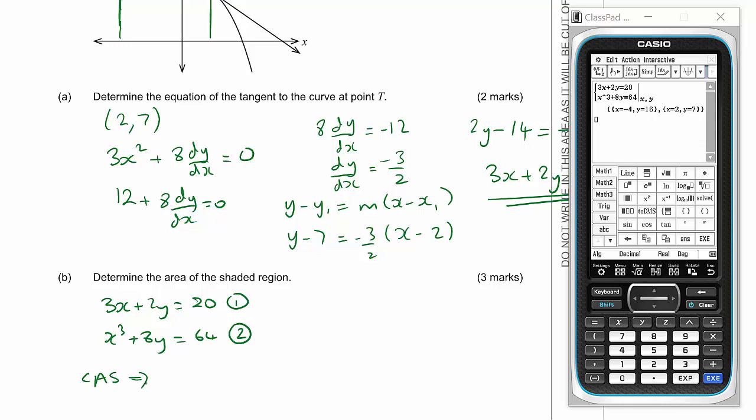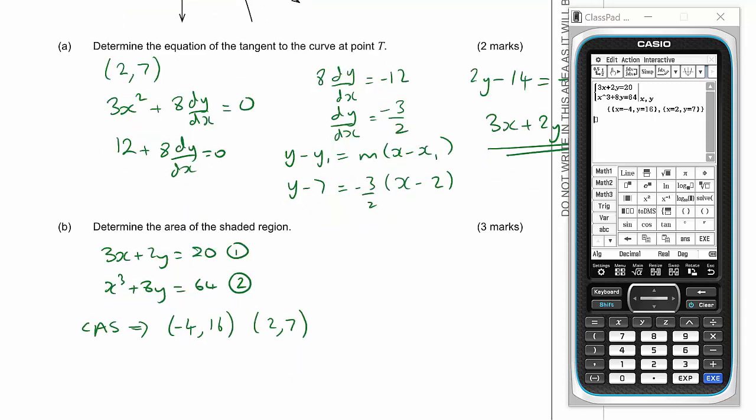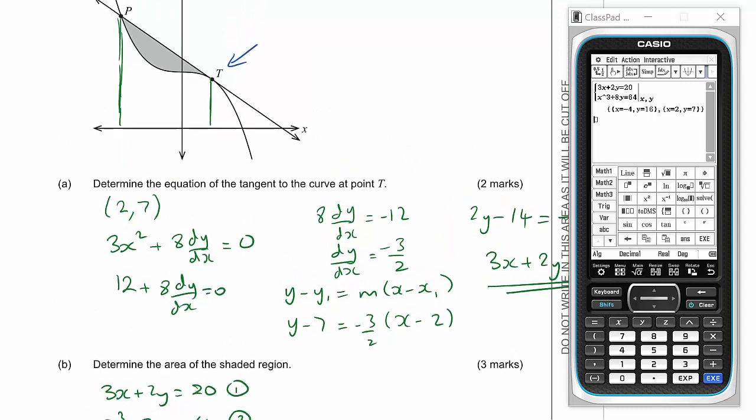So the CAS gives us that, so we've got x equals negative 4 and y equals 16. So negative 4, 16, and the point we already knew, 2, 7. So it's good that we got that point. Okay, so negative 4, 16. So I know this height is 16. And negative 4 going across to 2, we know that this is 6. And we know the height of that one is 7.